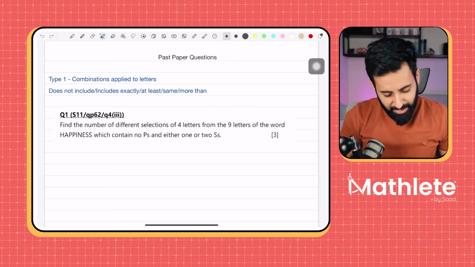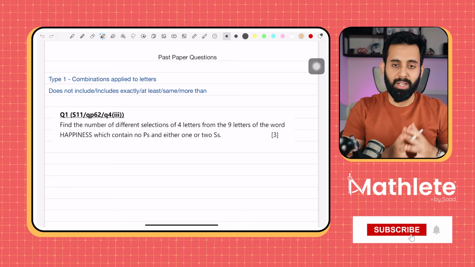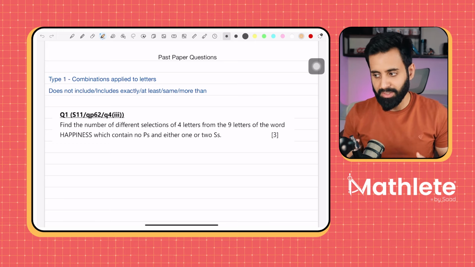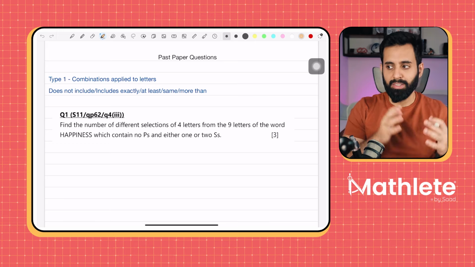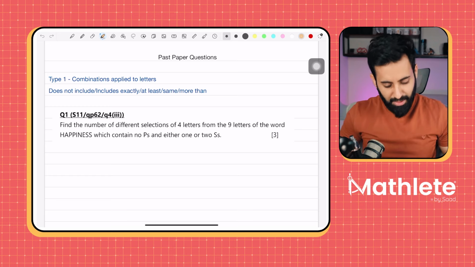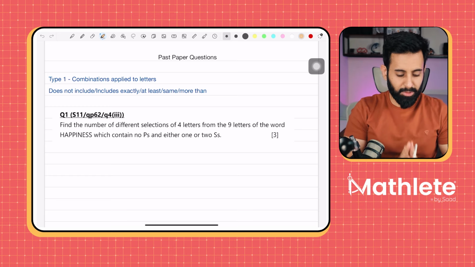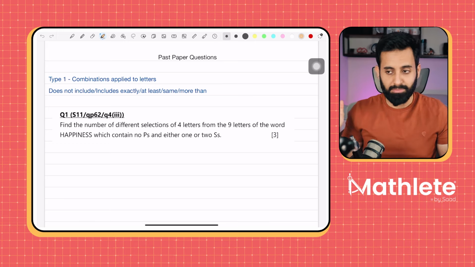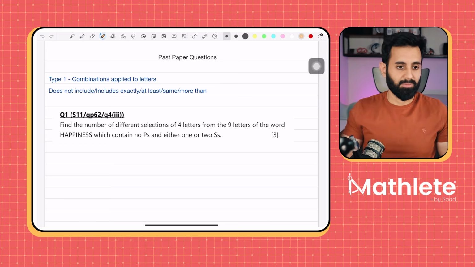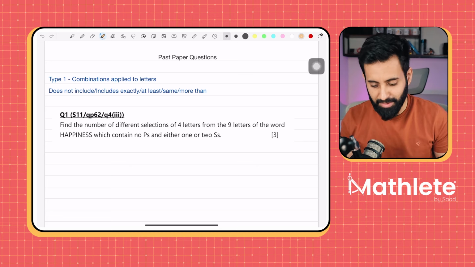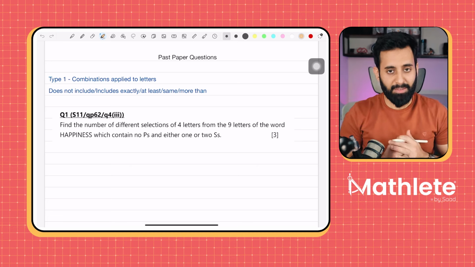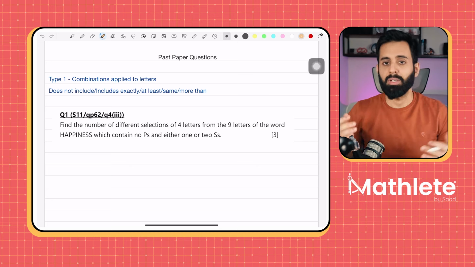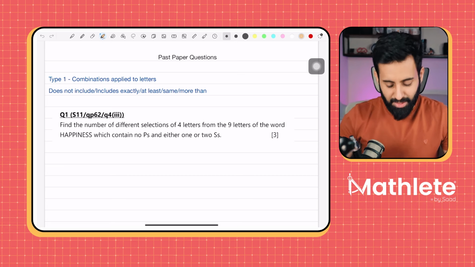So overall, in this category, combinations are applied to letters. You want to select some letters from certain words, and then there are some restrictions, like you want to have at least 2 of some letters, or none of these letters. So focus on the concept; your aim should not be just to get the right answer. Sometimes it could be complete luck that lets you get the right answer, and you may have absolutely no understanding of the concept. So make sure that you focus on the concept, and once you understand it, you can apply it to every question and get the right answer.